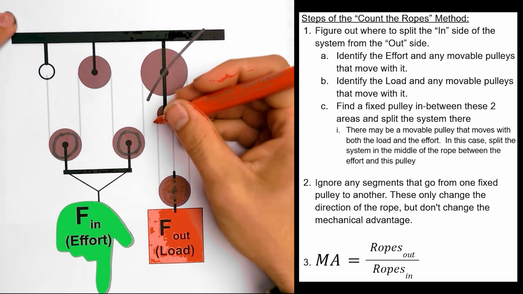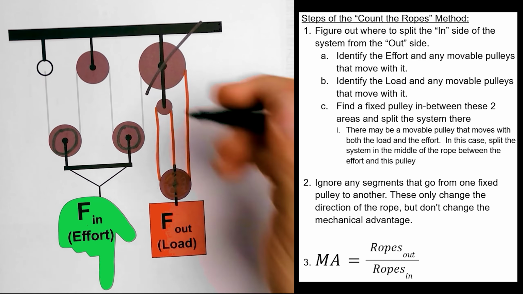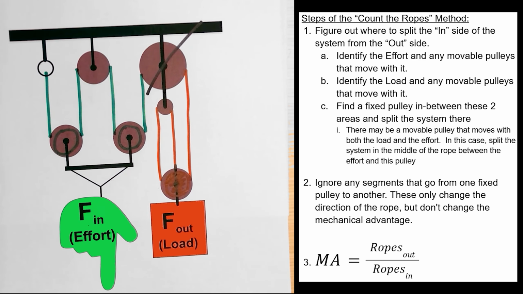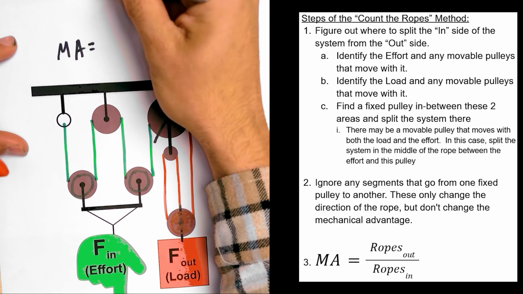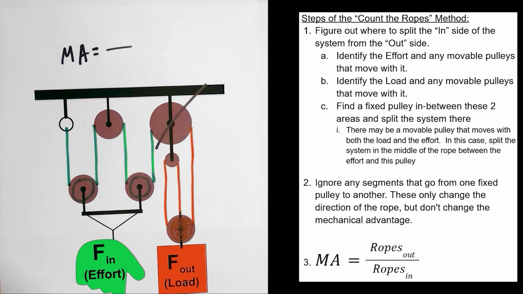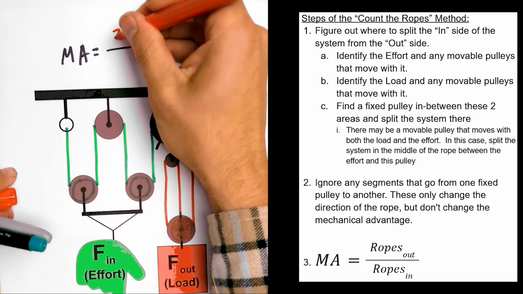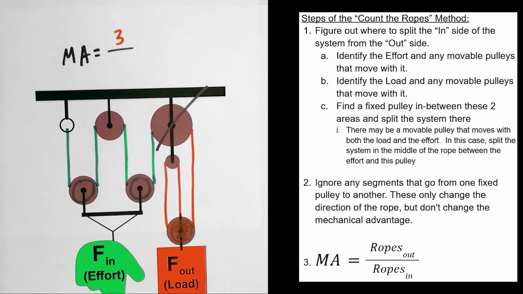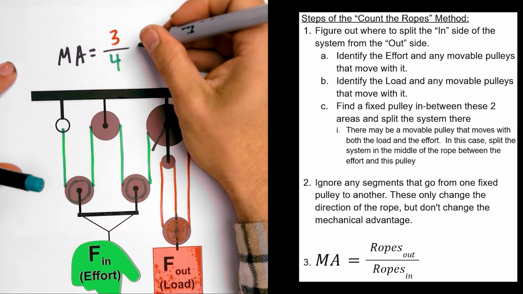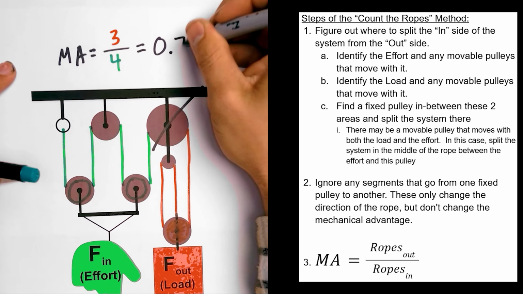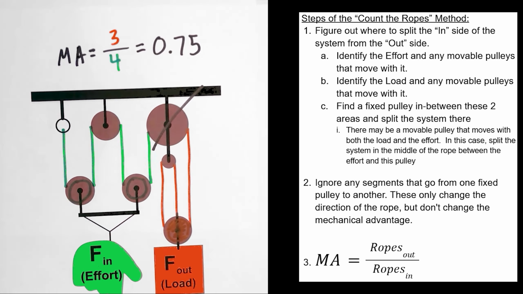Now we mark. And we mark. And now we can figure out our mechanical advantage. So MA equals out over in, which is red. We've got 3 of them. Over our green, got 4. So MA equals 0.75, 3/4. Ta-da.